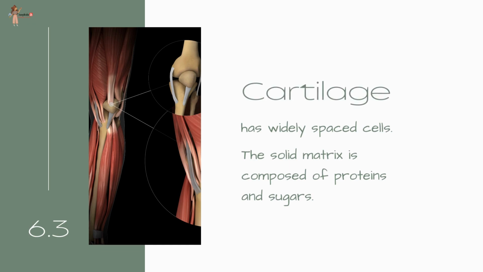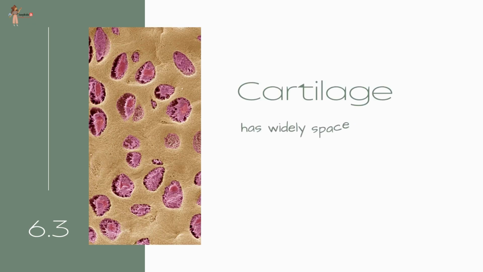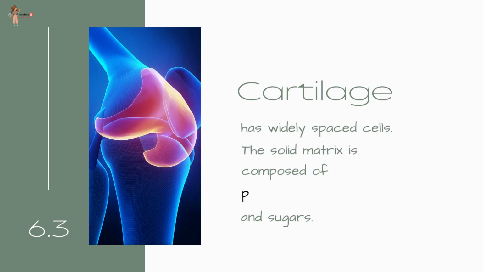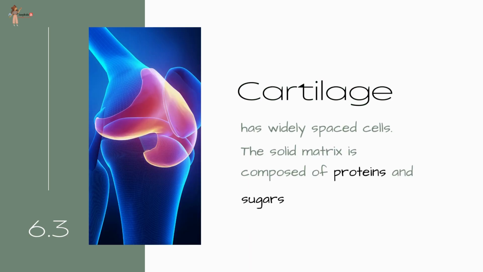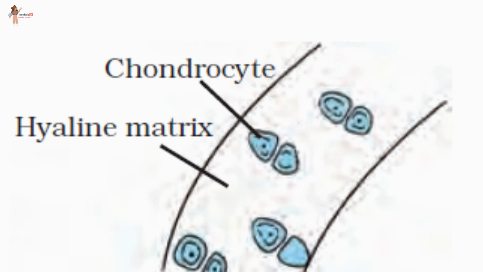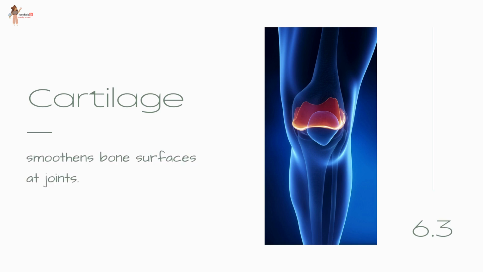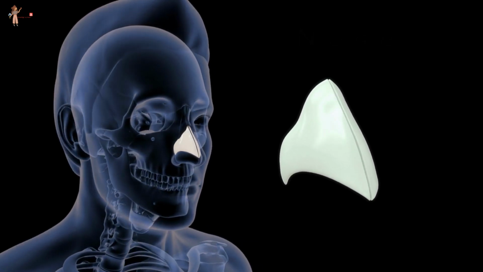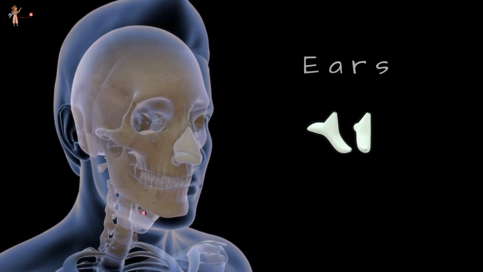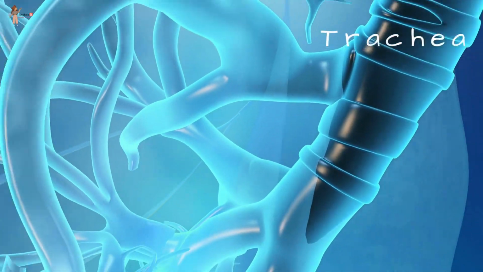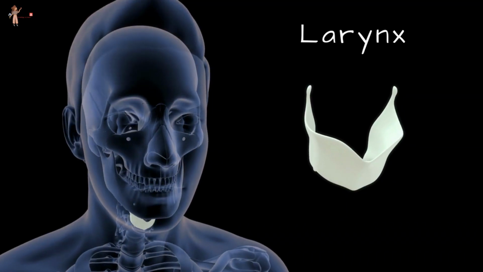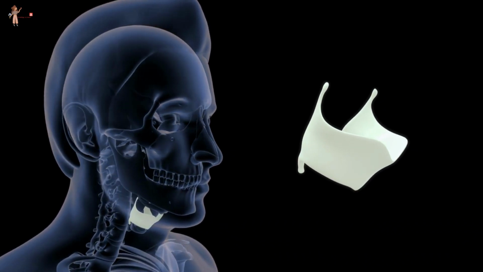Another type of connective tissue, cartilage, has widely spaced cells. The solid matrix is composed of proteins and sugars. Here's how a hyaline cartilage tissue looks like. Cartilage smoothens bone surfaces at joints and is also present in the nose, ear, trachea, and larynx.